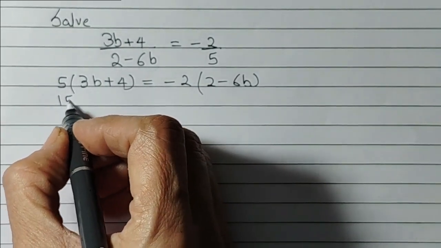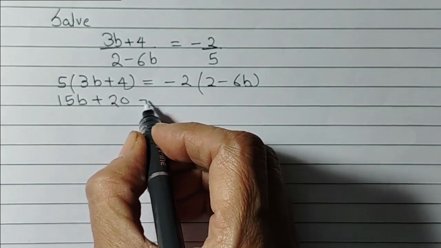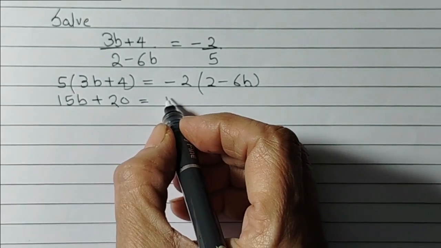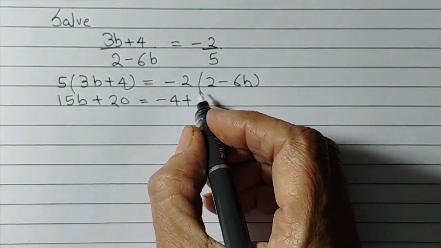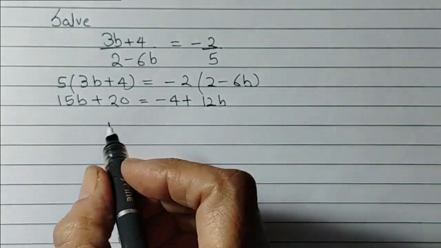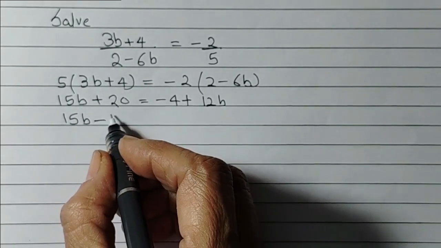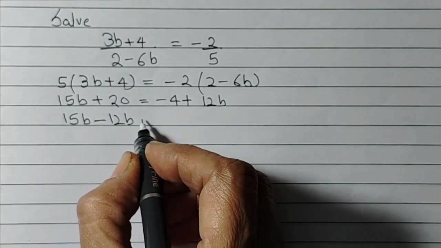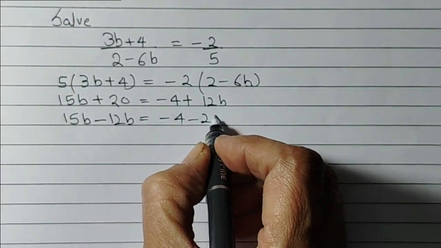Now it is 15b + 20 equal to -2 into 2 is -4, minus 2 into -6b is plus 12b. So 15b minus 12b equal to -4 minus 20.